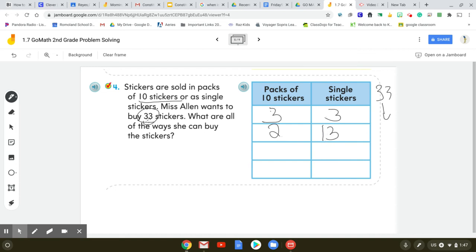Let's see if you can finish the rest of the pattern. I hope you got it right. You're going to take 1 ten away. This is going to be 1. And that 10 is going to come over here to the singles, and it's going to be 23. And then I'm going to take my last 10 away. It's going to be 0 tens and all ones, 33.